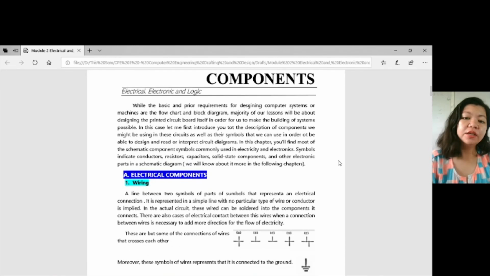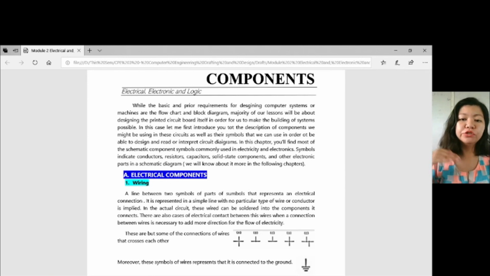So while the basic and prior requirements for designing computer systems are block diagrams and flowcharts that tell us about the flow and the process that the computer system will be going through, majority of our lessons will be about designing the printed circuit and the printed circuit board itself. And in order for us to make it, mas kailangan na natin pumunta dun sa detalye na sino na yung magkakakonect, ano na yung mga kailangan nating components, ano yung mga kailangan nating connections para build natin yung ating design sa PCB. So, mas dun tayo magpo-focus.